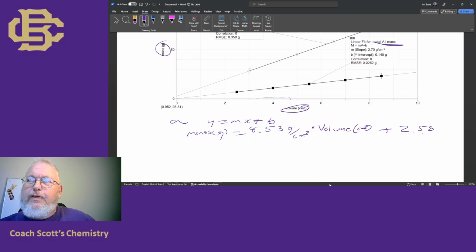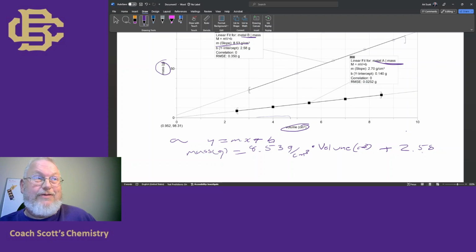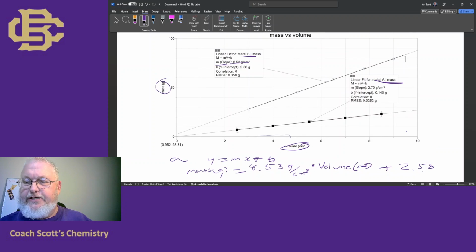Now, the y-intercept tells us a lot of things. It can tell us how good my line is, or how far off it is. It should go right through zero. It doesn't. It intercepts at 2.58. Let's just see how bad it is. I want to see what my range is. So here's my range right there.